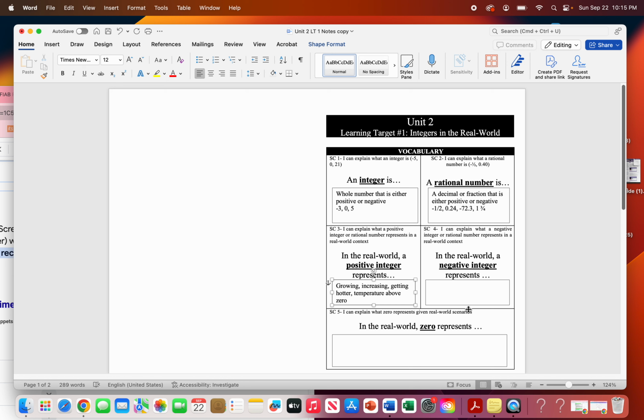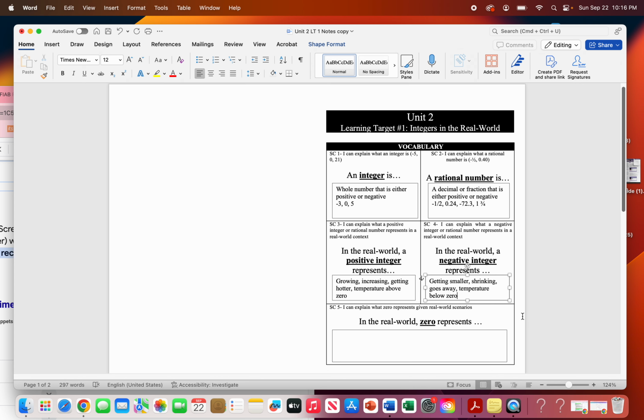The opposite of that in the real world is a negative number represents something that's getting smaller, something that is shrinking, something that goes away. And if it's a temperature, it's a temperature below 0. Okay? So getting smaller or shrinking or goes away, or when we're talking about temperature, it's below 0. So when it's like -5 degrees.